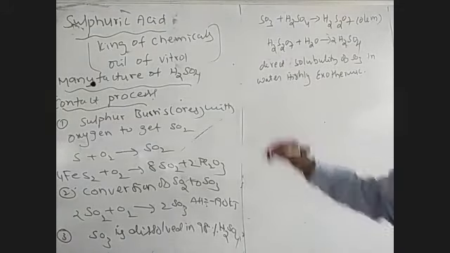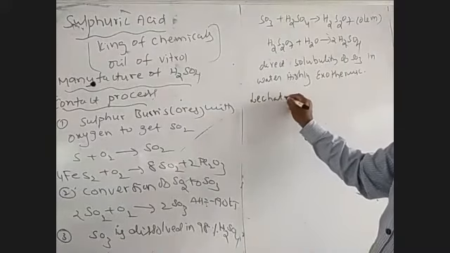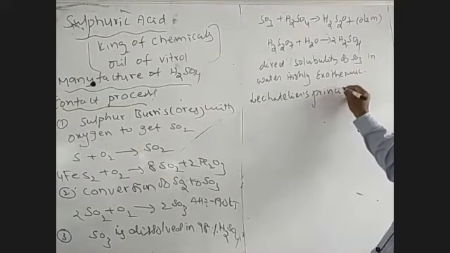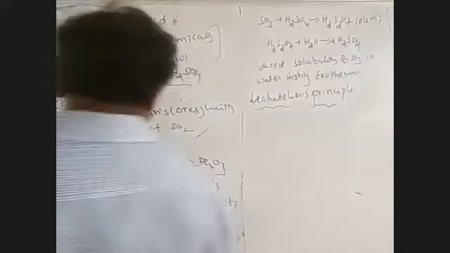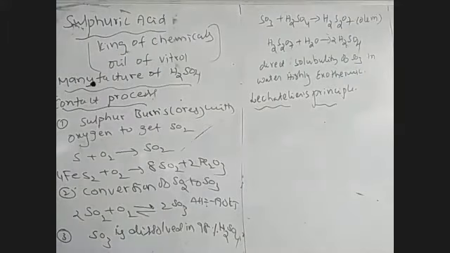Now, the preparation of SO3 follows Le Chatelier's principle. The formation of SO3 from SO2 is a reversible reaction. Reversible means it contains both forward and backward reactions. That means equilibrium is established between reactant and product. Now we have to apply Le Chatelier's principle. According to it, more SO3 can be produced as follows.